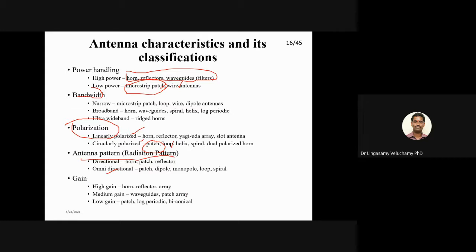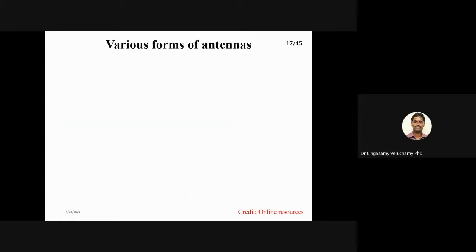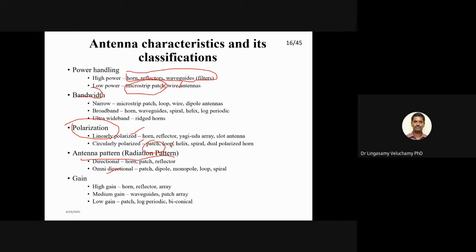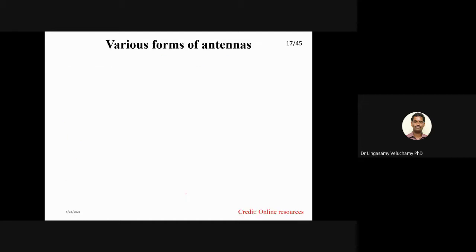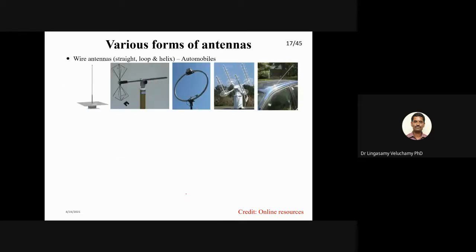Now we have seen, based on the characteristics, that there are a number of antennas. Now we are going to see various forms of antennas. What are the different forms of antennas? First one is wire antennas. This was the only antenna that evolved initially. Initially the wire antennas were evolved.